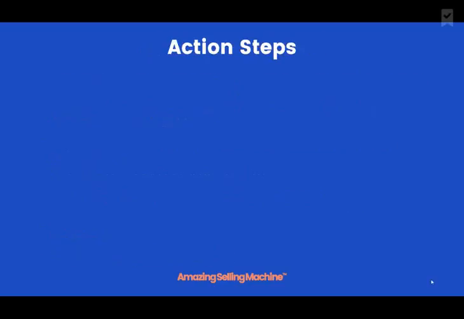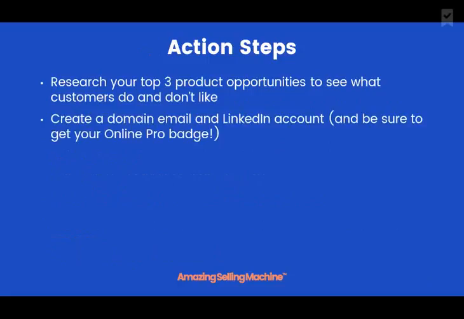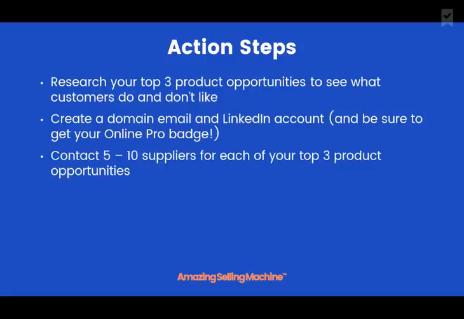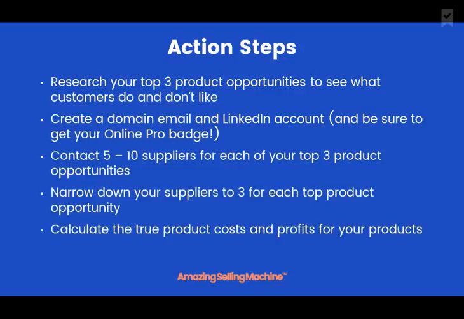If you haven't completed all the action steps from this module yet, that's totally okay, but you definitely want to try to do these before moving on to the next module. Here they are again. Research your top 3 product opportunities to see what customers do and don't like about them. Create a domain email and LinkedIn account, and be sure to get your Online Pro badge. Contact 5 to 10 suppliers for each of your top 3 product opportunities. Narrow down your suppliers to just 3 for each of those top product opportunities. Calculate the true product costs and profits for your products. And finally, choose your top opportunity and order 3 samples.